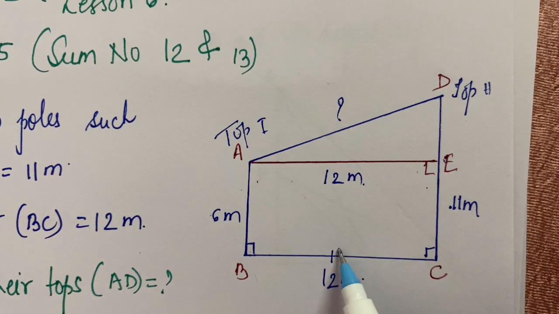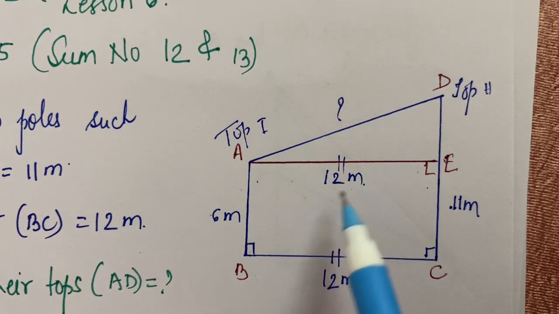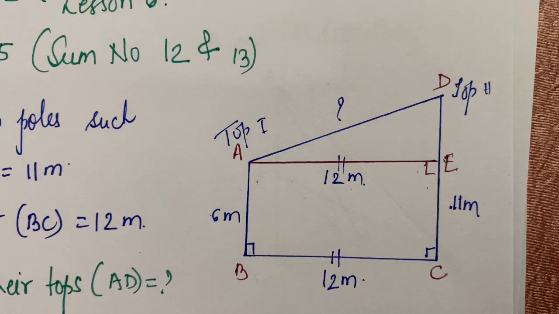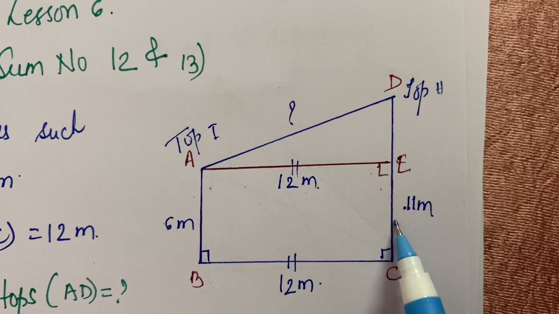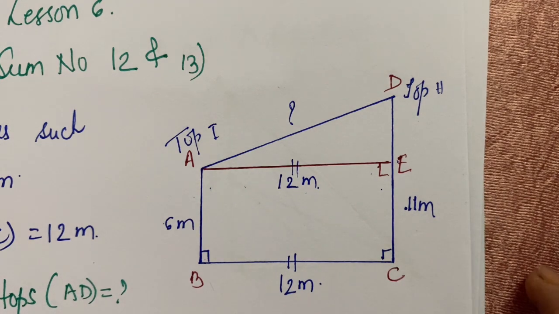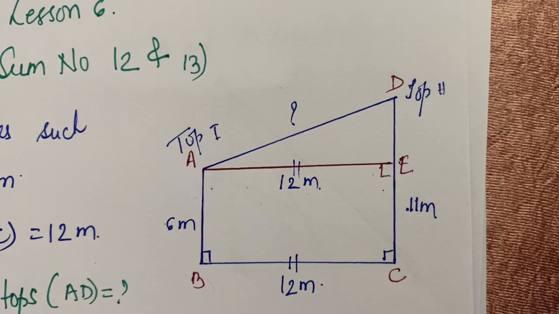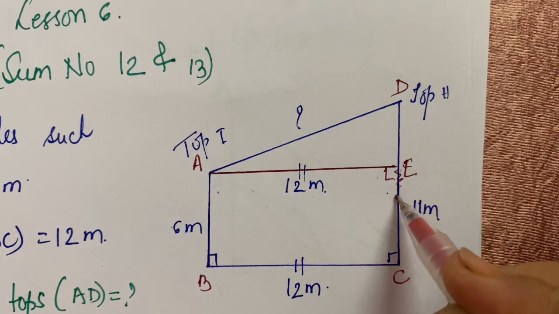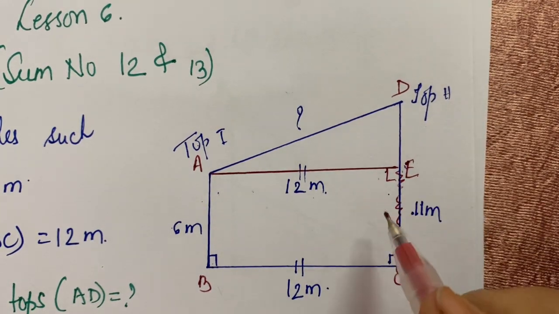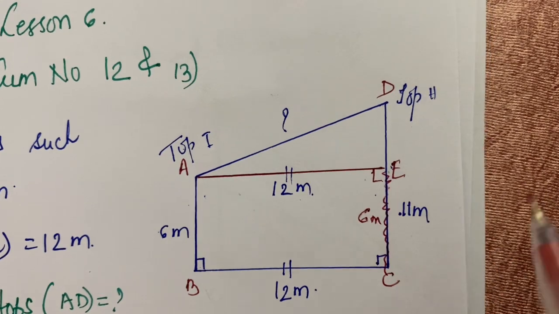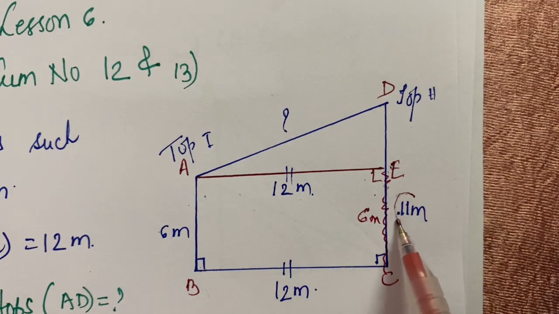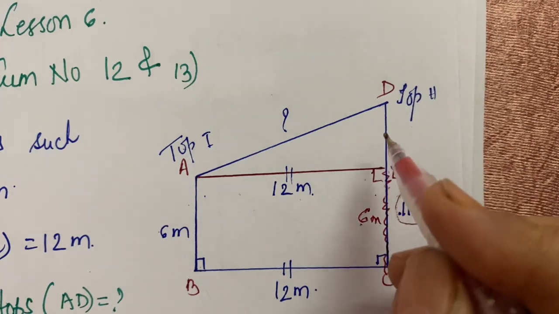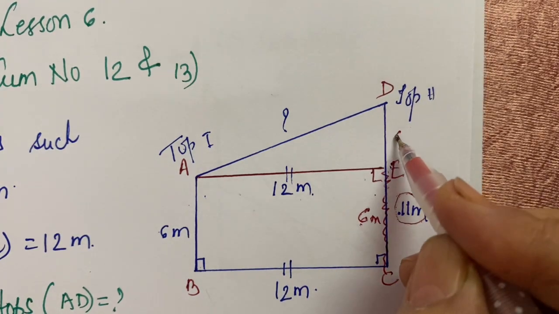Therefore, BC will be equal to AE. That will be 12 meter. Now, AB will be equal to CE. So this CE should be how much? 6 meter. This length CE will be of 6 meter. From 11, if you remove 6, this length DE becomes 5 meter.